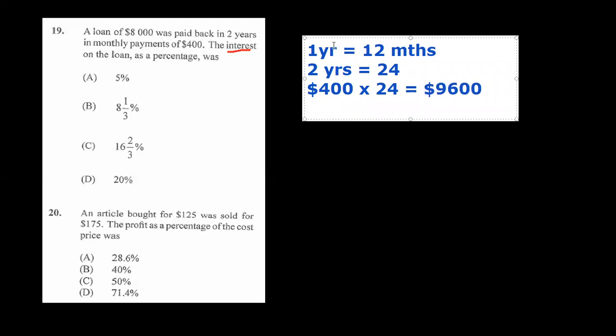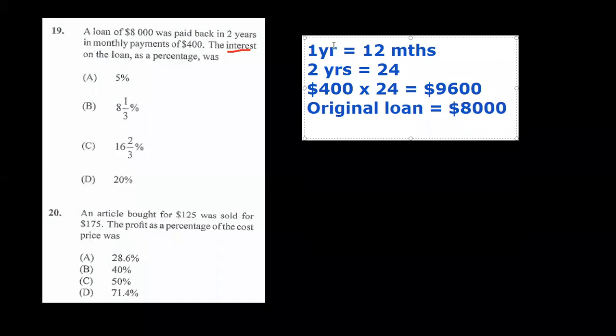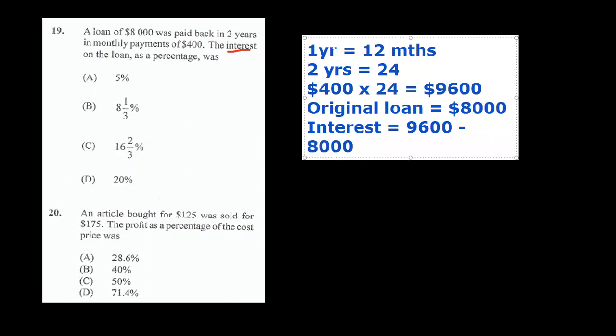So what is the original loan? Original loan is going to be $8,000. So the interest on the loan is going to be $9,600 over 8,000. All right. So the answer there is going to be what?